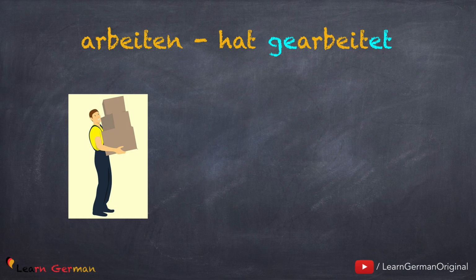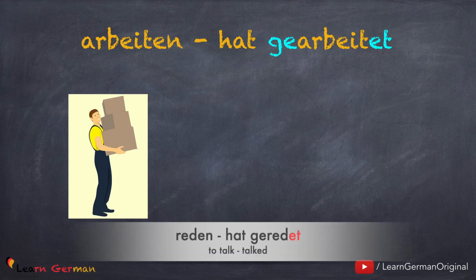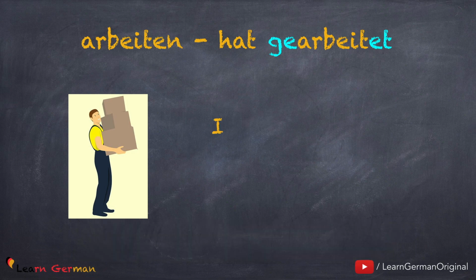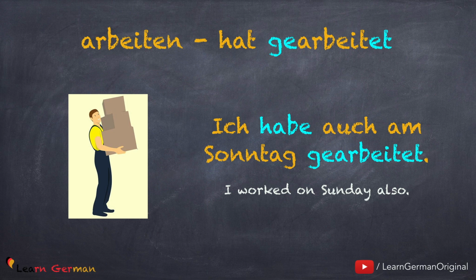In this case, the Verbstamm is ending with t. Hence, the Partizip II will take the ending et. So all the regular verbs where the Verbstamm ends with t or d take the ending et. Here's another example. Reden, hat geredet. Now let's look at the example with arbeiten. Ich habe auch am Sonntag gearbeitet.